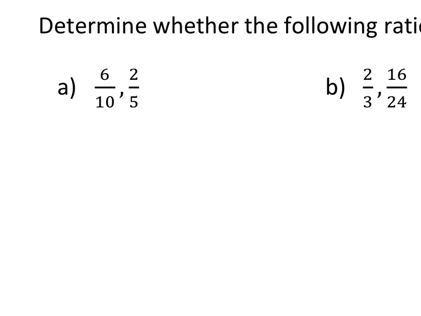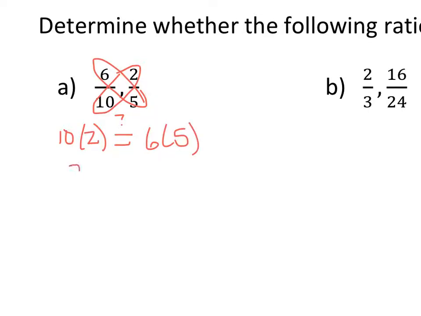To do this, what we're going to do is find their cross products. So I want to know, is 10 times 2 equal to 6 times 5? Well, 10 times 2 is 20, and 6 times 5 is 30. The cross products are not equal, therefore these ratios are not equivalent.